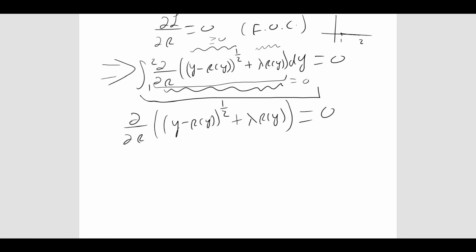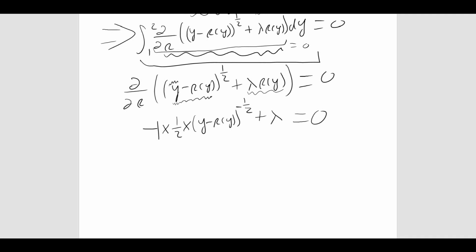So remember, in the chain rule, we differentiate inside the brackets here with respect to r. Well, if I differentiate minus r with respect to r, I get minus 1. y will go to 0 when I differentiate with respect to r because they're different letters. Done the inner function, now we just bring the power down, take away 1 from the power. So I have minus 1 times a half times y minus r of y to the minus half. Lambda r of y, differentiate that with respect to r. Well, what happens if I differentiate r with respect to itself? I get 1, so I just have plus lambda. And this is all 0.